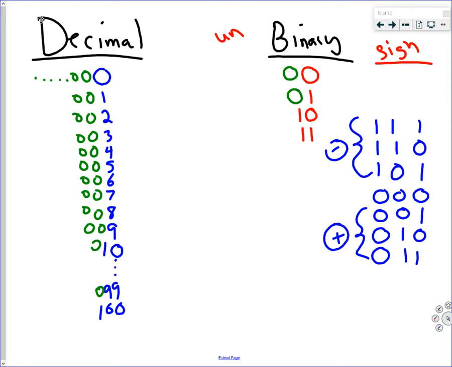But so how high can I count in a 3-digit system if I allow for negatives? I can count from 0 to positive 3, and from 0 down to negative 3. How many positive numbers do I have?